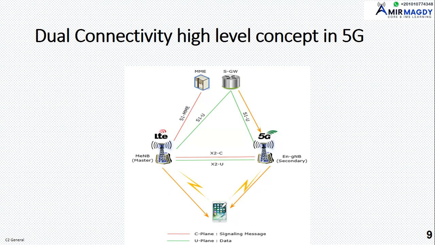The signaling is handled by the master node, which is the E node B that handles the signaling of the user and at the same time handles some of his data traffic. I have another term, which is the secondary node, which is the G node B that handles only data traffic.